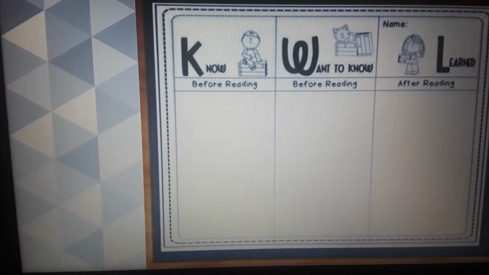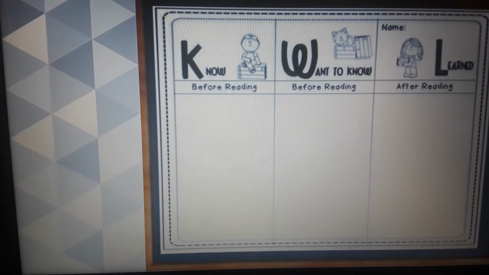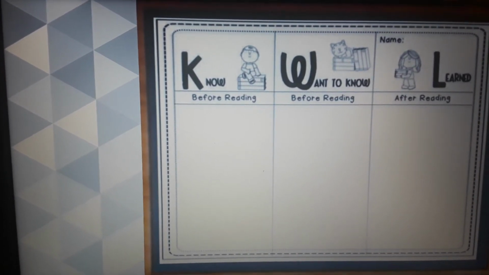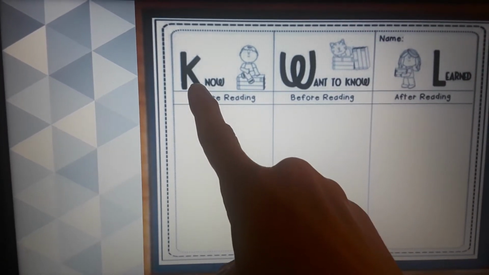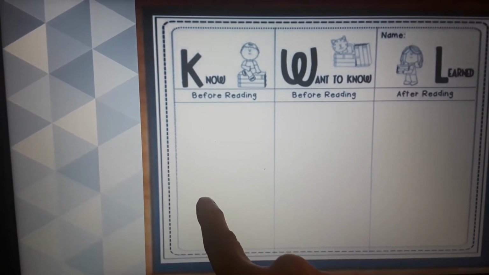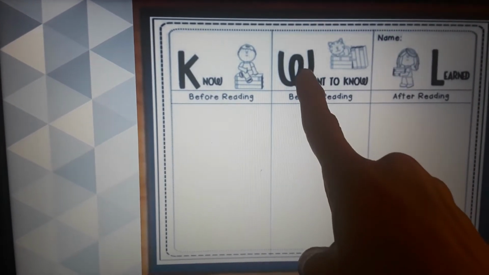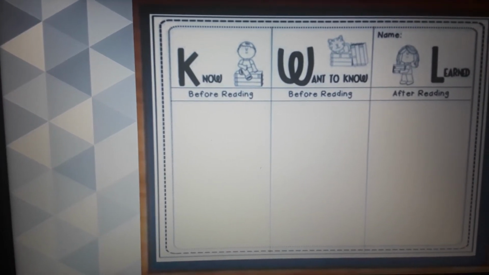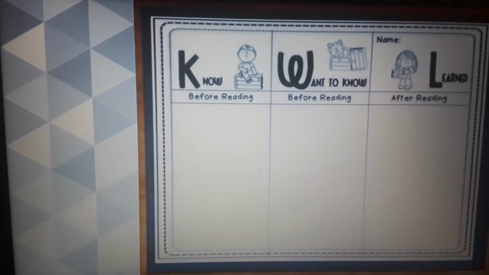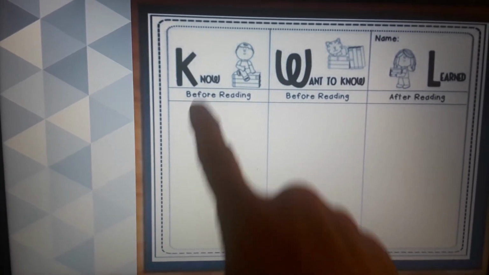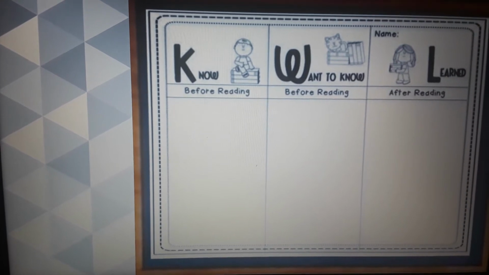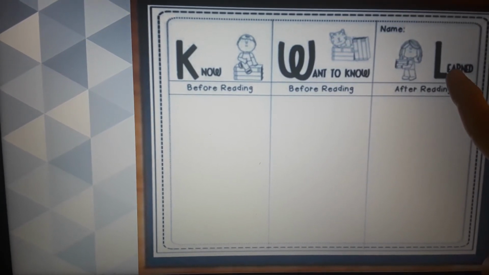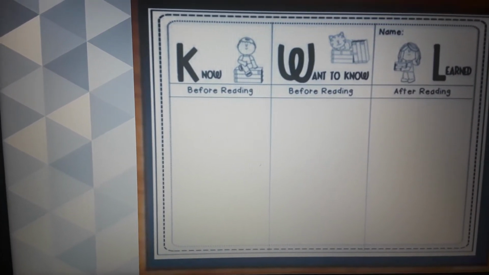Here is an example. The story we are going to read. We would put in the K column, what do we already know about the story? We would put in the W column, what we want to know. This would all be done before we read the story. After we read the story, we would put what we learned in the L column.